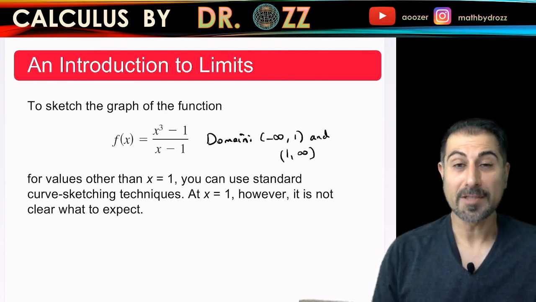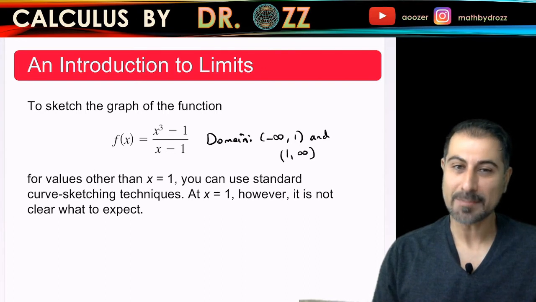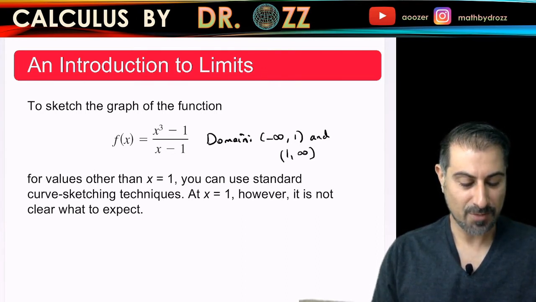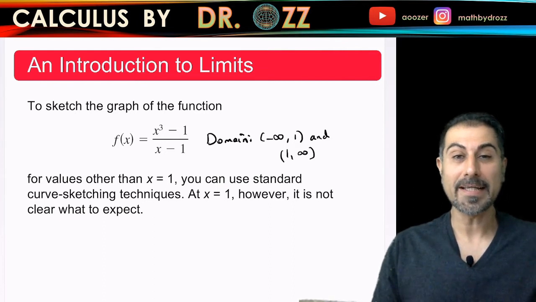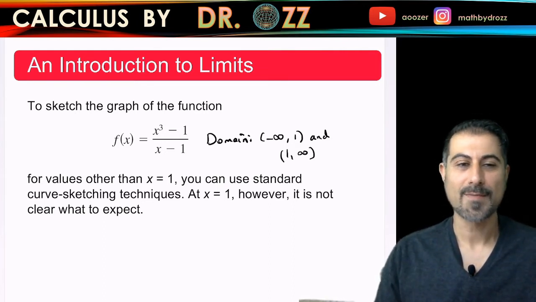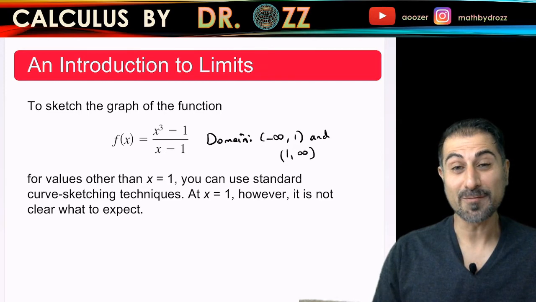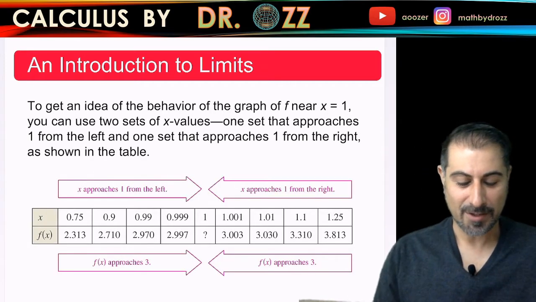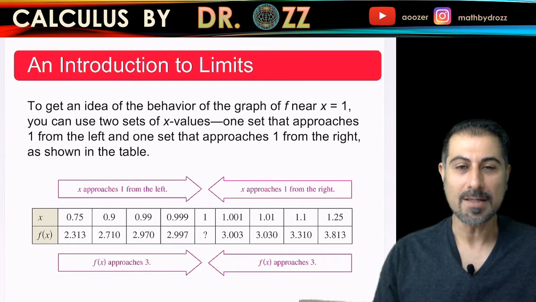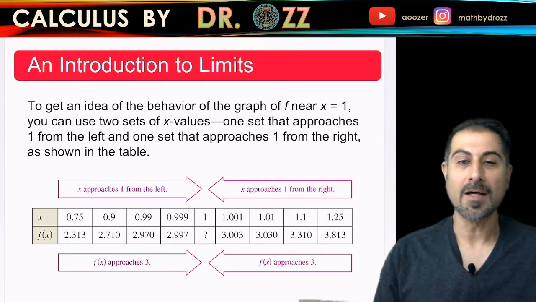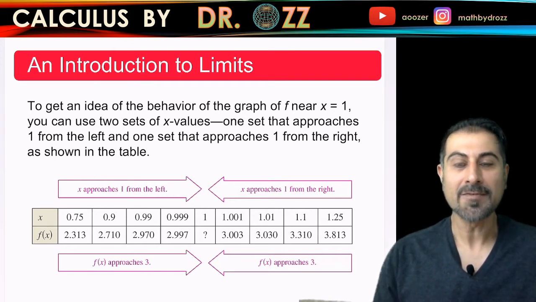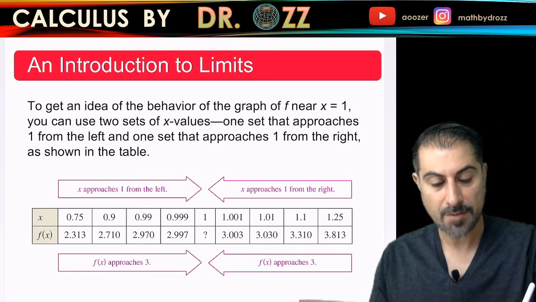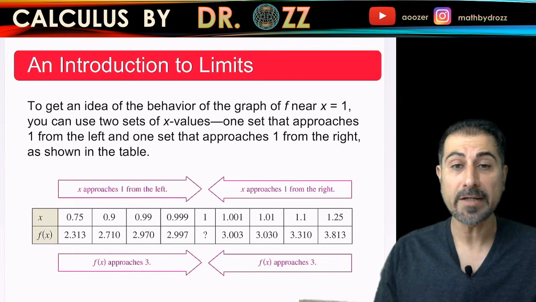Now we can graph this function for all x values except 1, because as I said, we don't have the function defined at x equals 1. We still want to know the behavior of the function around 1. So what we're going to do here is to approximate 1 from the left and right to see how the function values behave. So for that reason, we have a table of sample values.